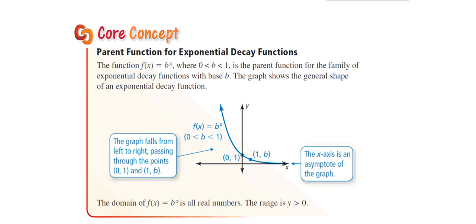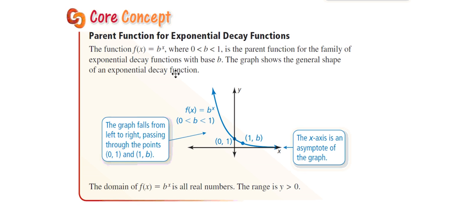Okay. The other side of the coin is our decay function. So as we're decaying, we're going to notice that things are getting smaller and smaller, and we're dividing by b each time as we go to the right now. Okay, so we still have a range of y being greater than 0 and a domain of all real numbers. But we get that asymptote there on the x-axis, or that equation y equals 0 of a line, which is there.